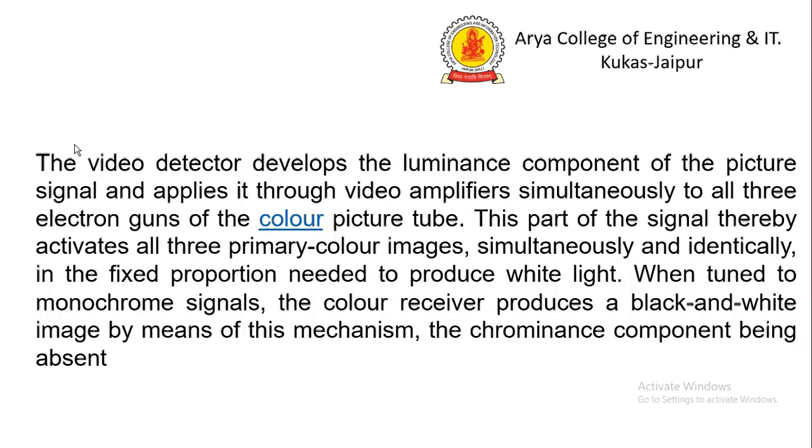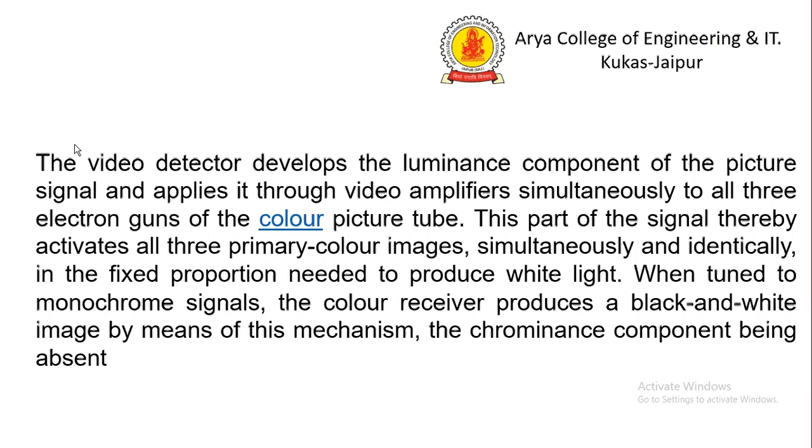The video detector basically develops the luminance component of the picture signal and applies it through the video amplifier simultaneously to all three electron guns of the color picture tube. This part of the signal thereby activates all three primary color images simultaneously and identically in the fixed proportion needed to produce white light. When tuned to a monochrome signal, the color receiver produces a black and white image by means of this mechanism, the chrominance component being absent.